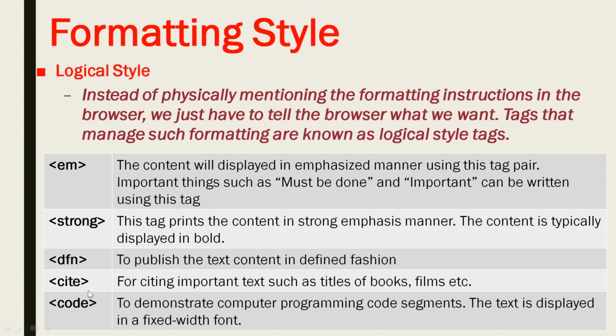Definition. When you want to publish the text content in a defined fashion, in a definition format. Cite. When you want to cite an important quote or text such as the title of a book or the title of a film or the title of a song, at that time you can use cite. Code. When you want to demonstrate some programming code like C or any other Java code, at that time you have to use code. It will display the text in a fixed width font.